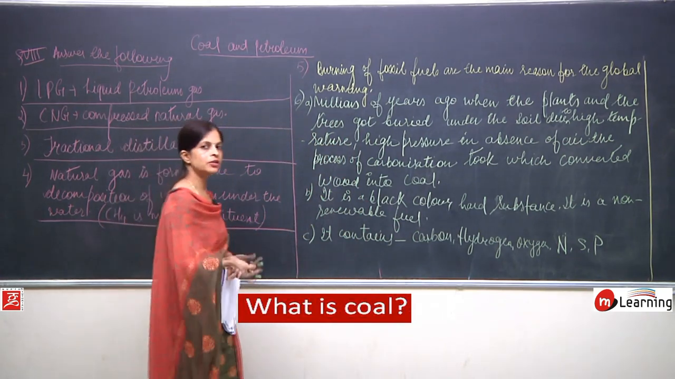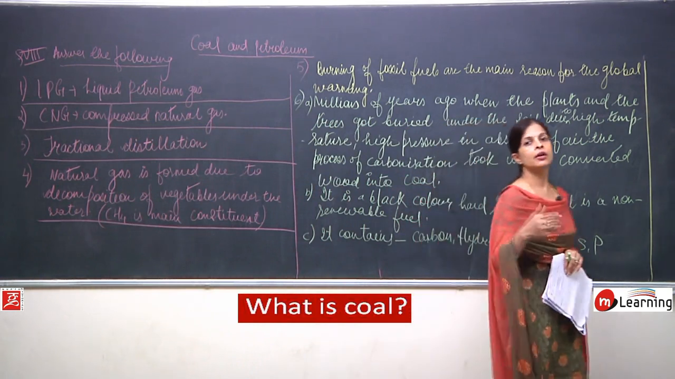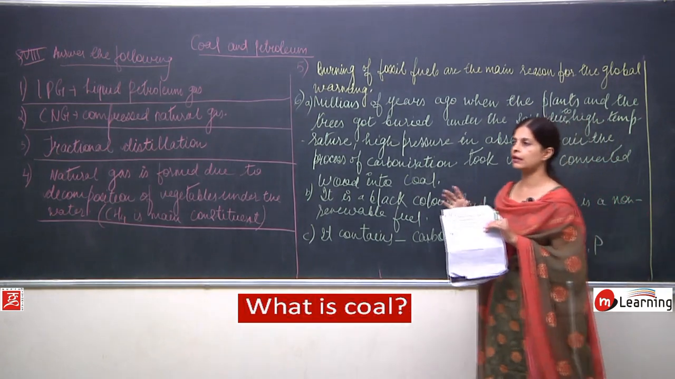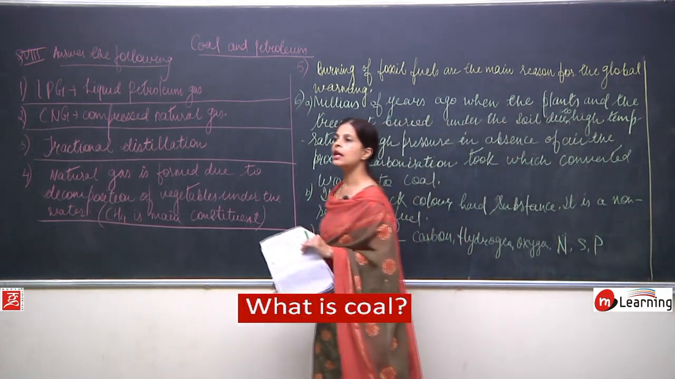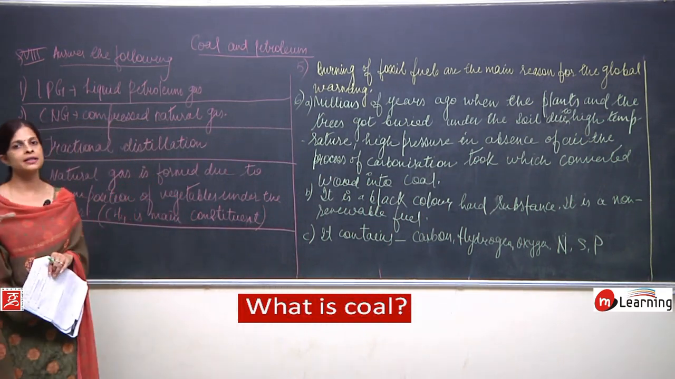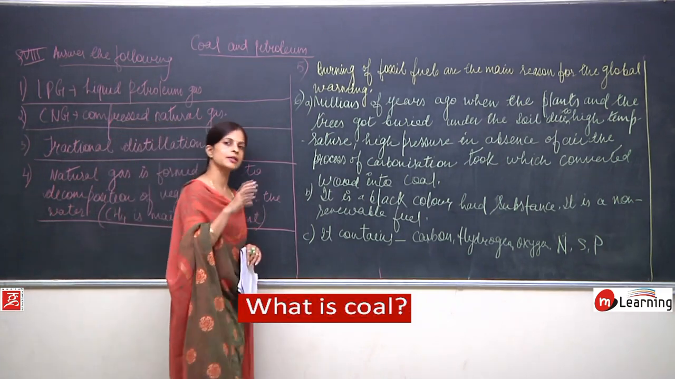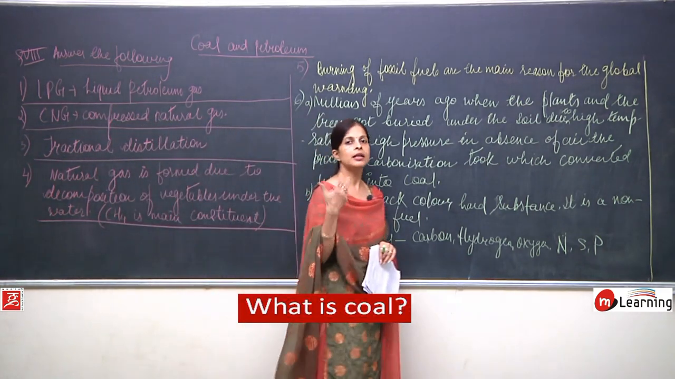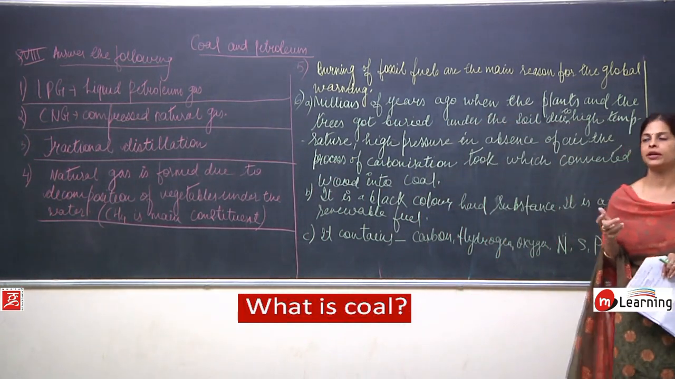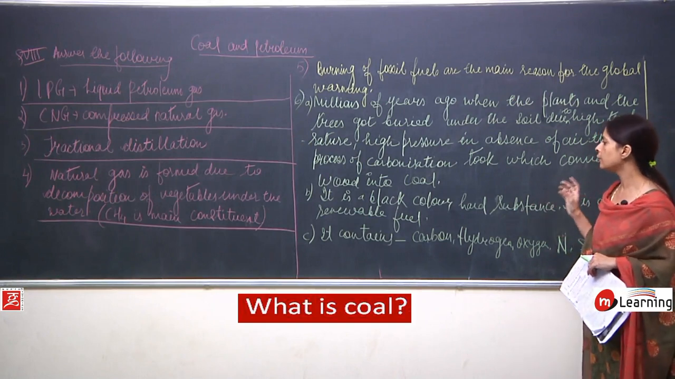So what is coal? Coal is a substance which is formed due to which process? Due to the carbonization process, which converted wood into coal. This is a hard substance. It depends upon the quality of the coal also, children. Sometimes it is soft, sometimes it is hard, it can be porous, depending upon the quality. It is black color. It is a fuel.